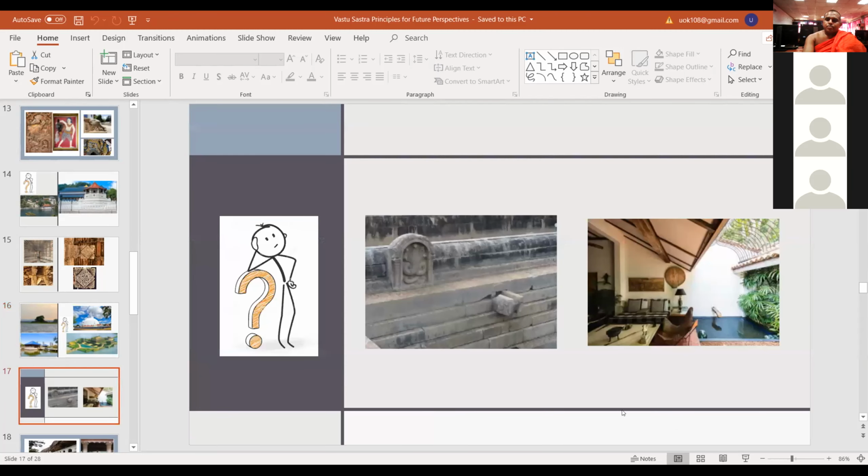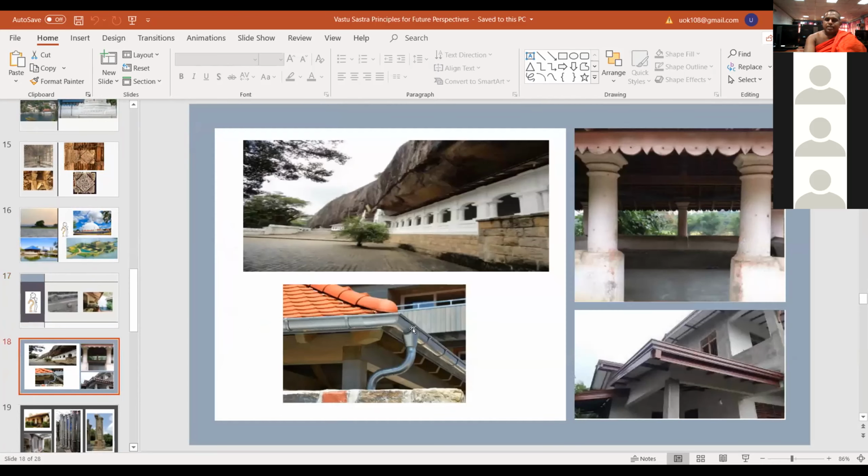Another example, moving to the next slide, you can see these 4 pictures. The first picture is related to the Dambulla Vihara. You can see the Katarama, which nowadays we call a drip ledge. In early days, ancient people created this Katarama in order to protect their caves from the rains. So they practiced highly developed technology to create this Katarama.